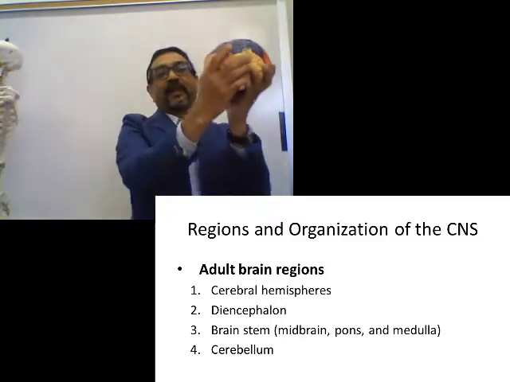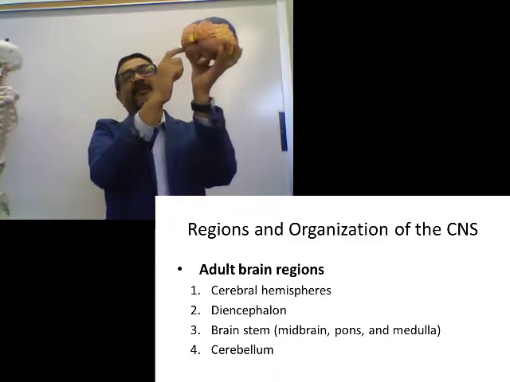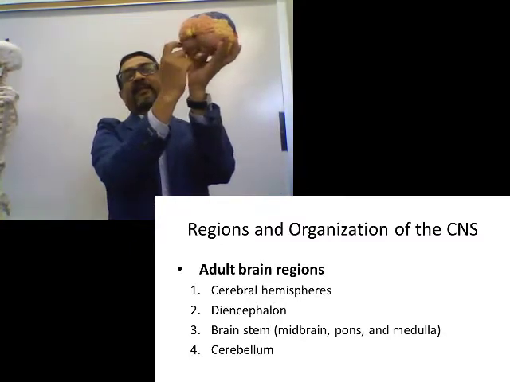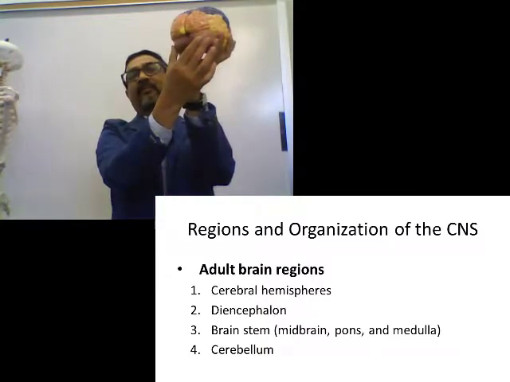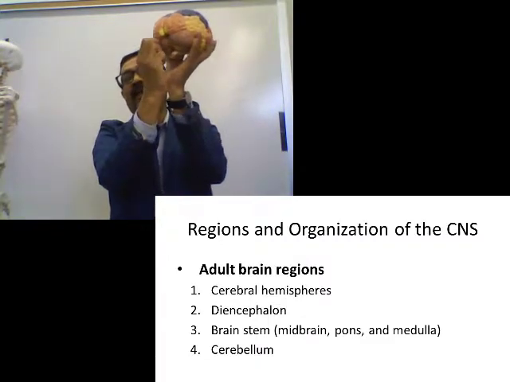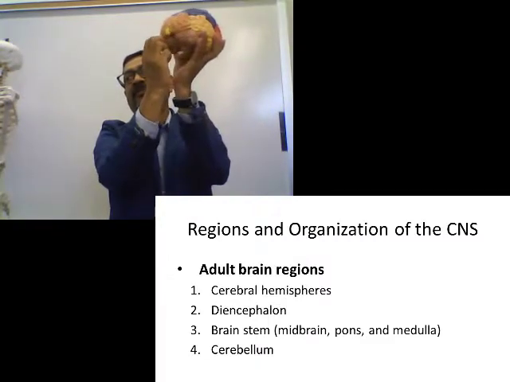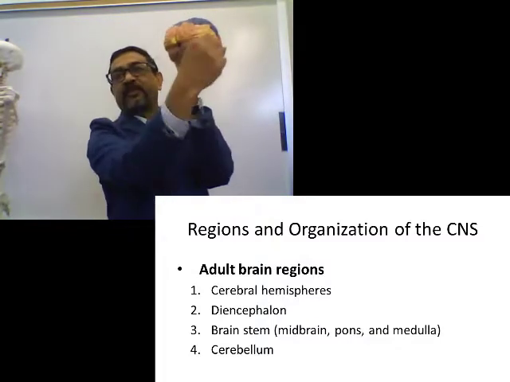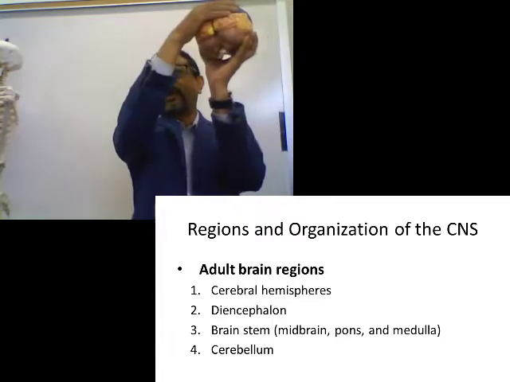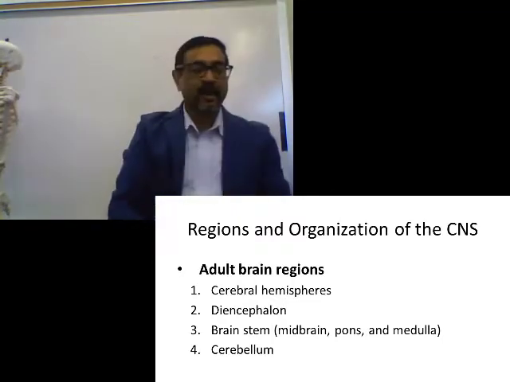Okay. Now see here. This is another groove that separates the cerebrum and the cerebellum. The cerebrum is above, the cerebellum is below. And this groove is called the transverse fissure because it is going transversely. Make sense? The transverse fissure separates the cerebrum and the cerebellum. Okay.